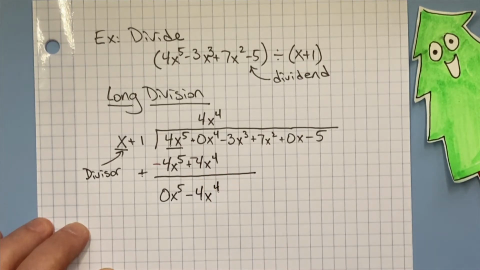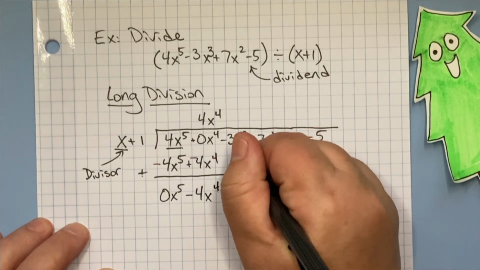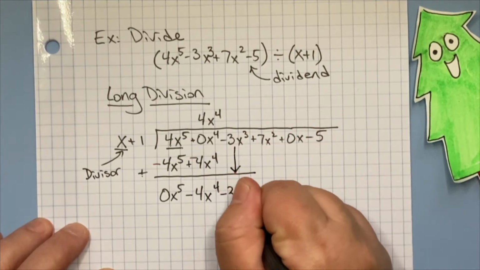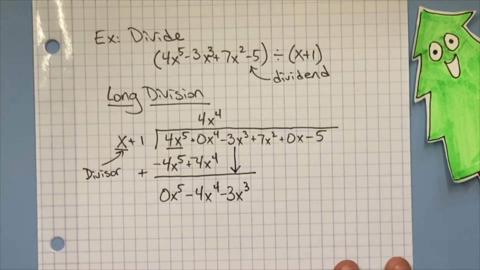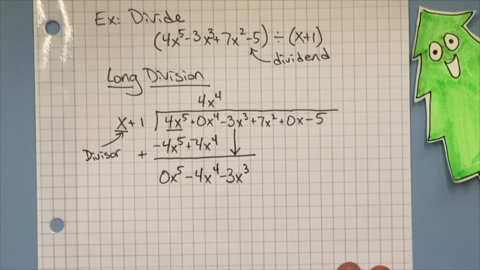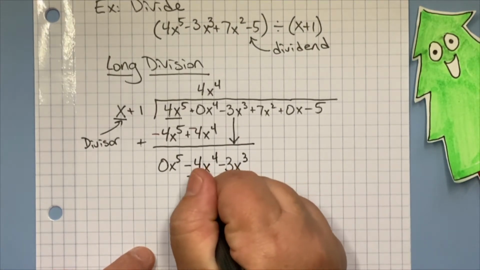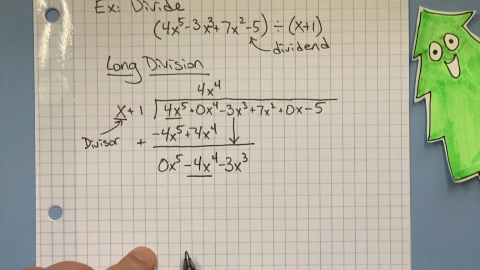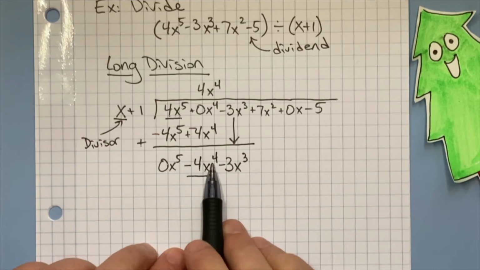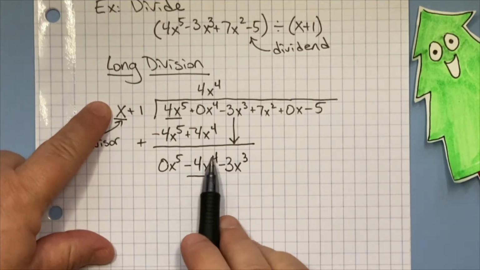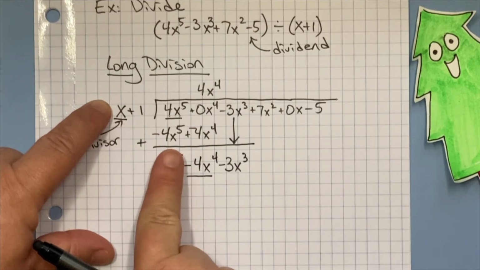Having done that, I cleared my x to the fifths, so I'm going to bring another term in, my minus 3x cubed, and I'm going to do the same process. We just do this over and over and over again. Okay, so I'm going to look at my negative 4x to the fourth and my x, and now this becomes the new leading term because the 0x to the fifth is canceled.